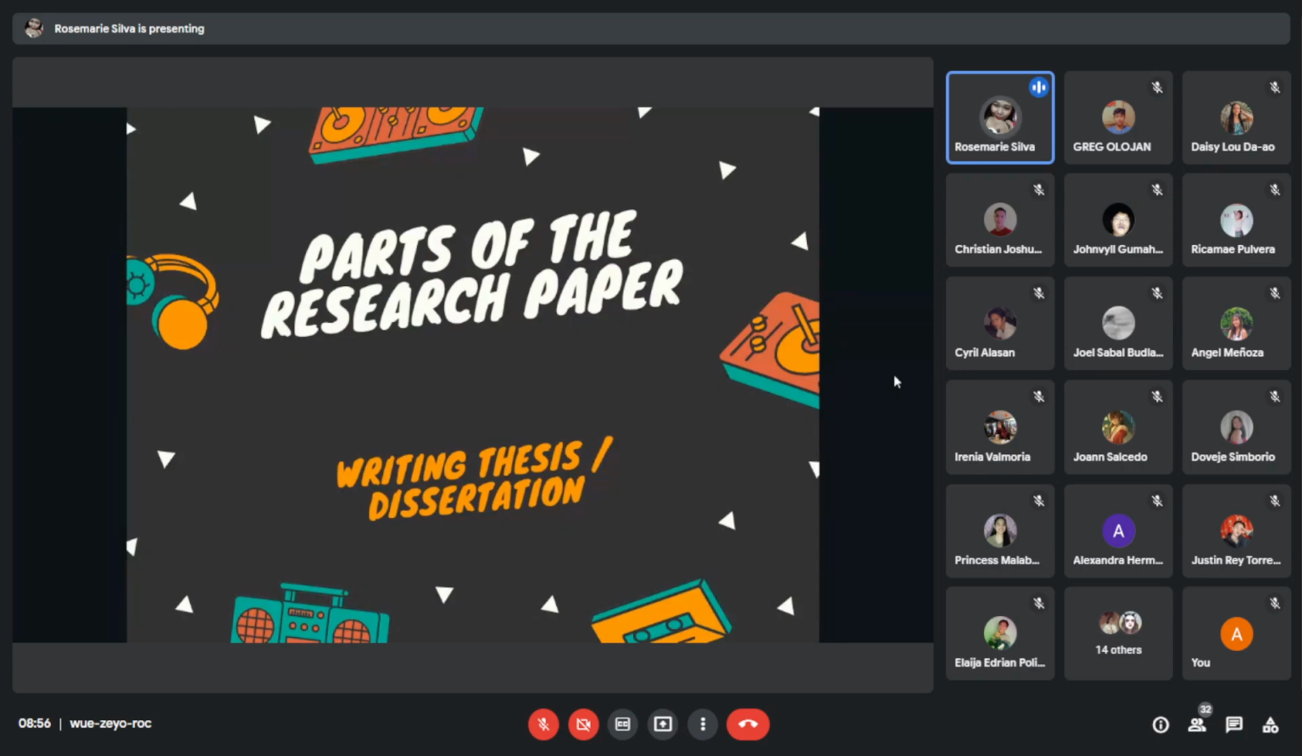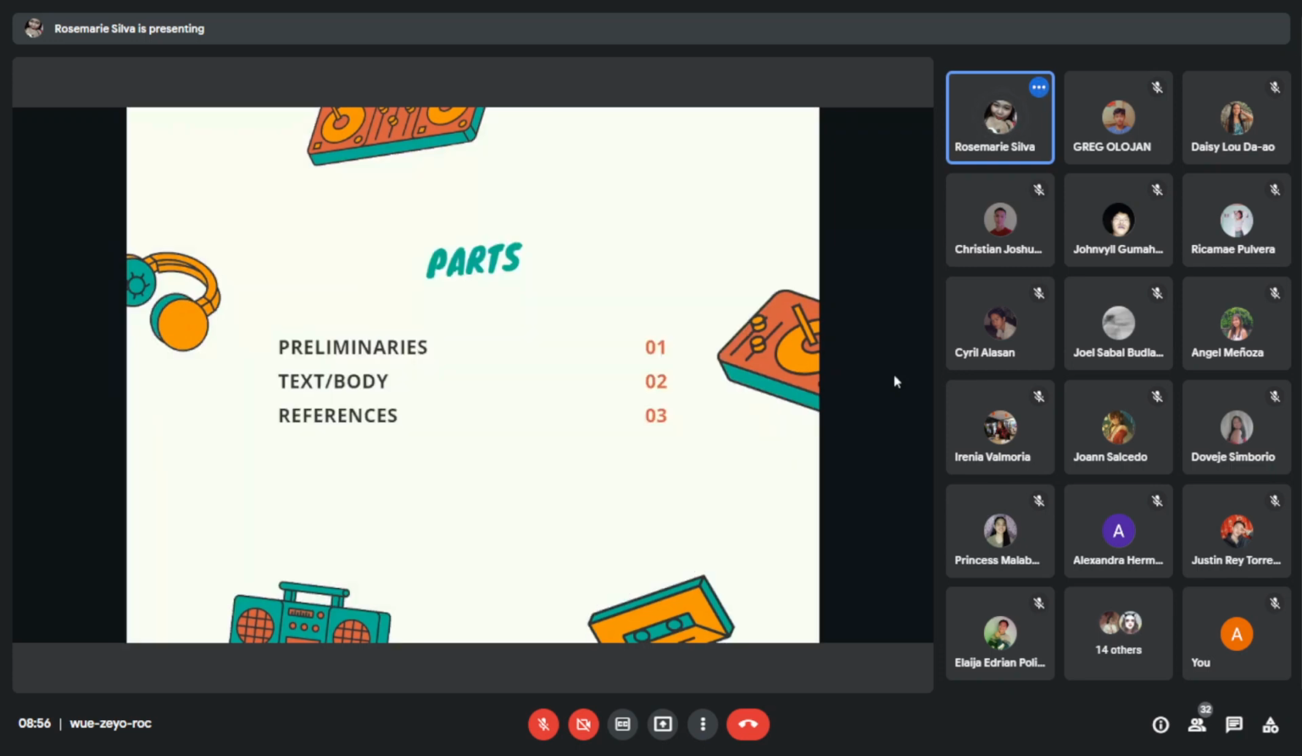So again, good morning. The parts of the research paper in writing a thesis or dissertation. These are the basic parts of a research paper. Basically, we have the preliminaries, the text or body, and then the references. The preliminaries, mauna na siya ang title page, ang acknowledgement, kapag done na gid ang entire paper. The title page, the acknowledgement, the abstract of the study, the table of contents, those are the preliminaries.